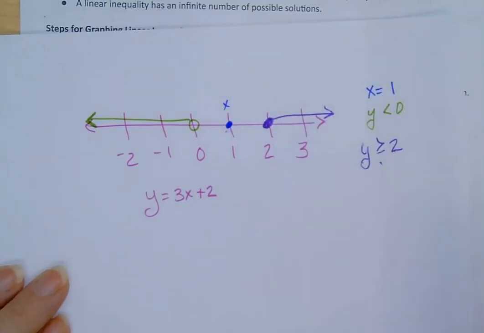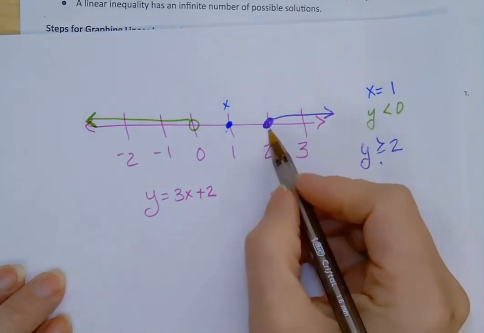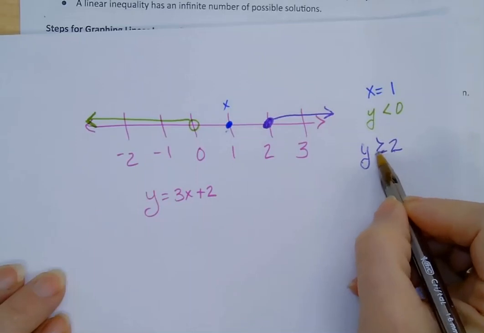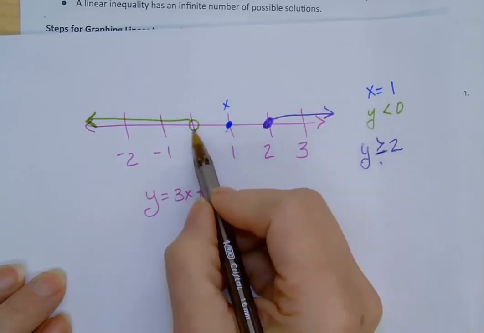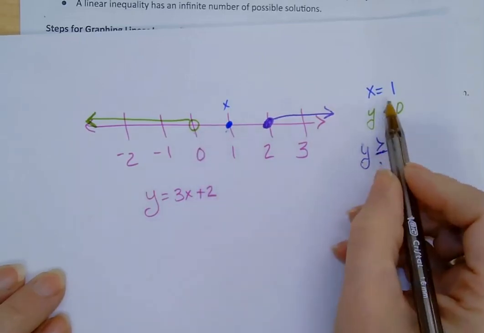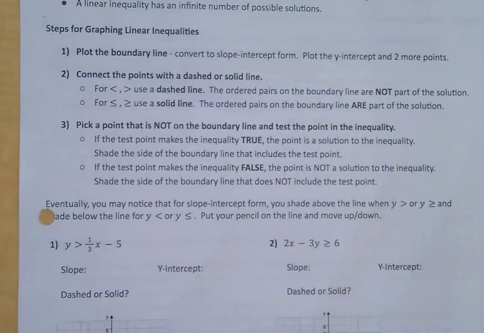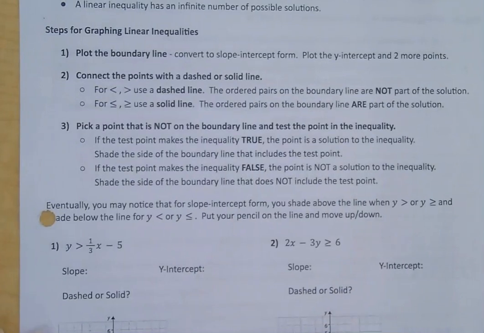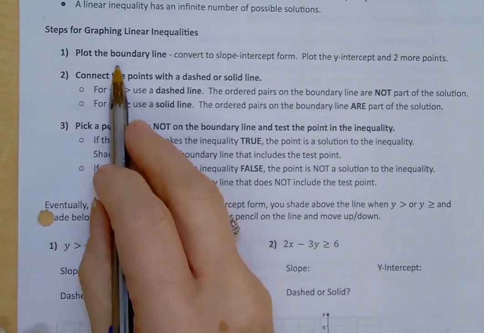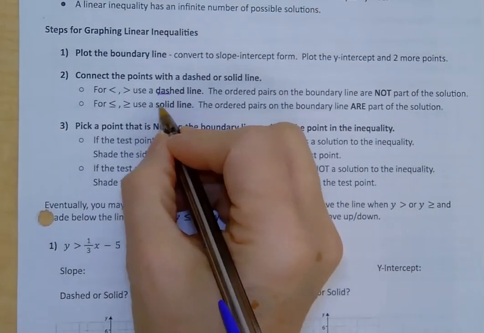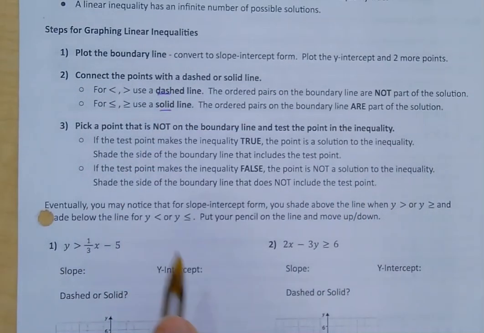So when we're graphing our linear inequalities, we are going to make a decision about whether we get a solid line, which means that it can include all of the points on there, or, if it is less than and not equal to, a dashed line to show that information. So we're going to plot a boundary line, then make a decision about whether we have dashed or solid, and then we're going to pick a point.